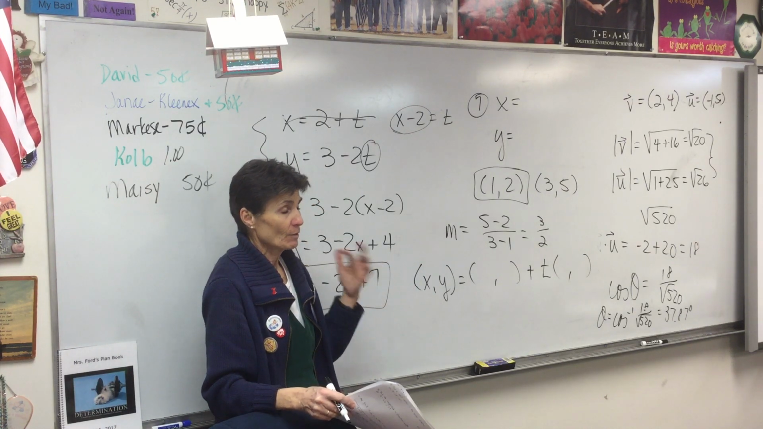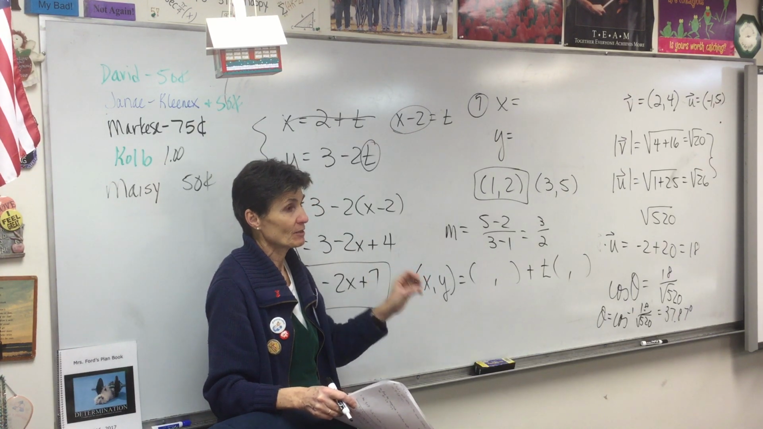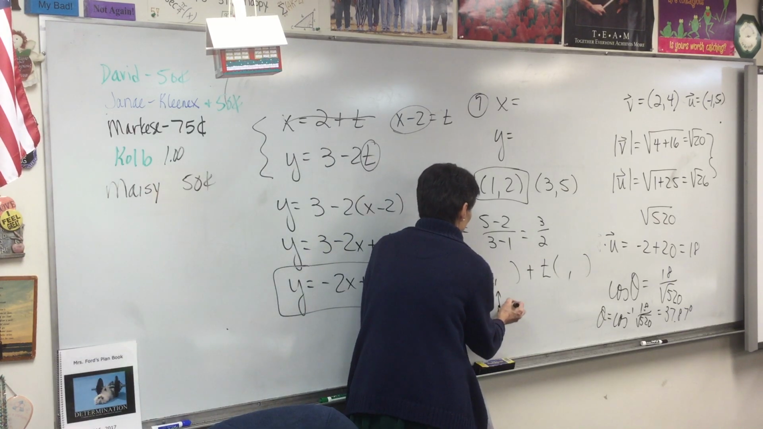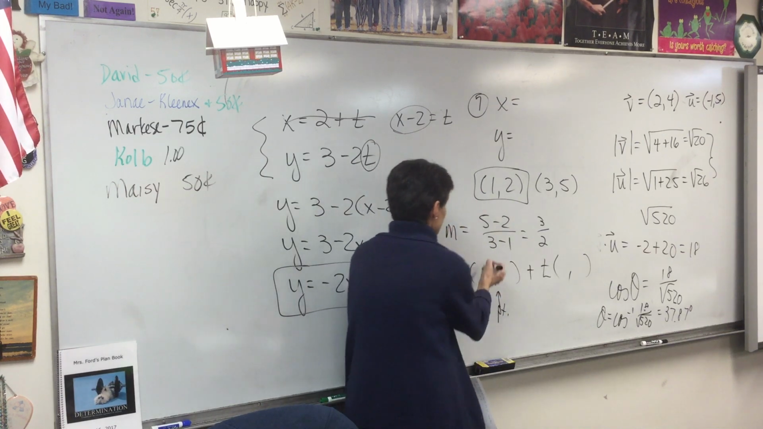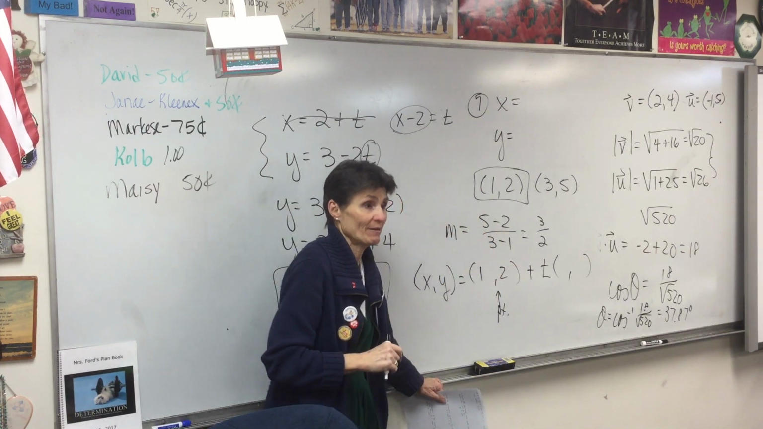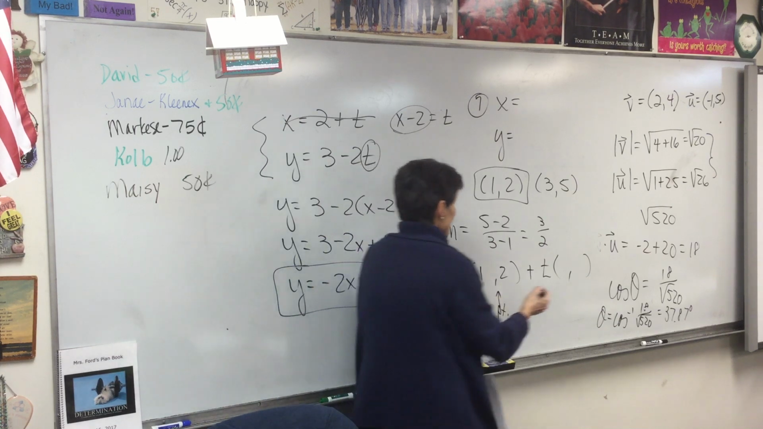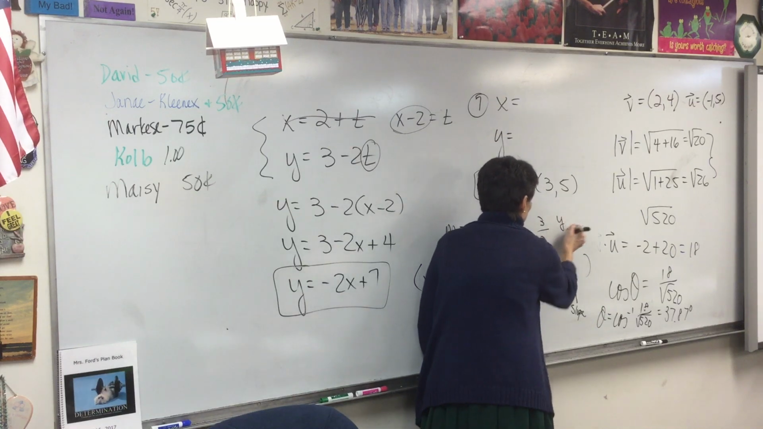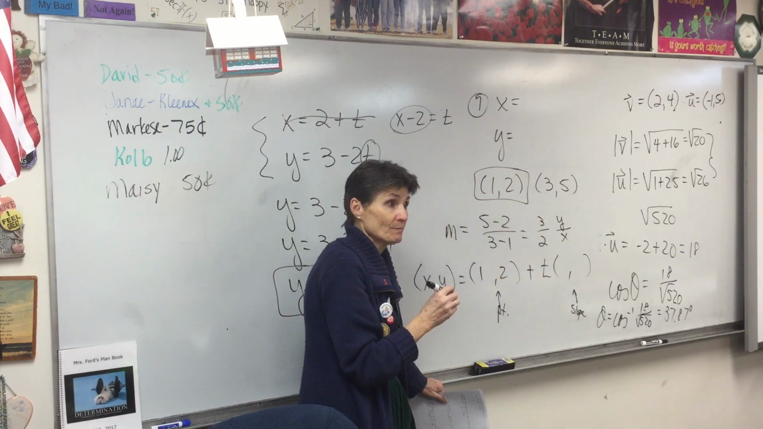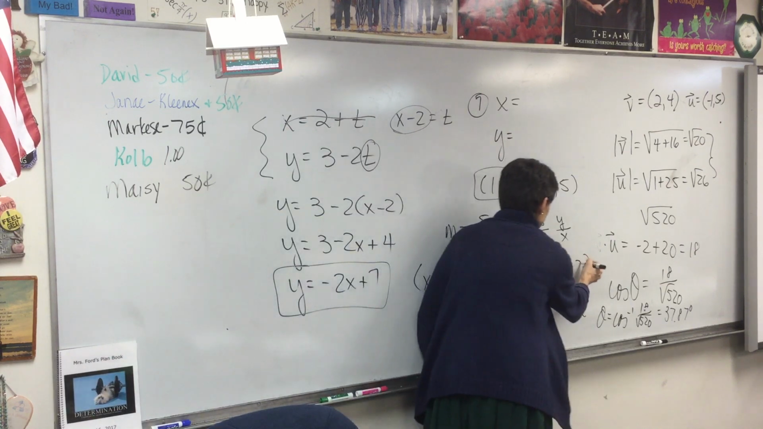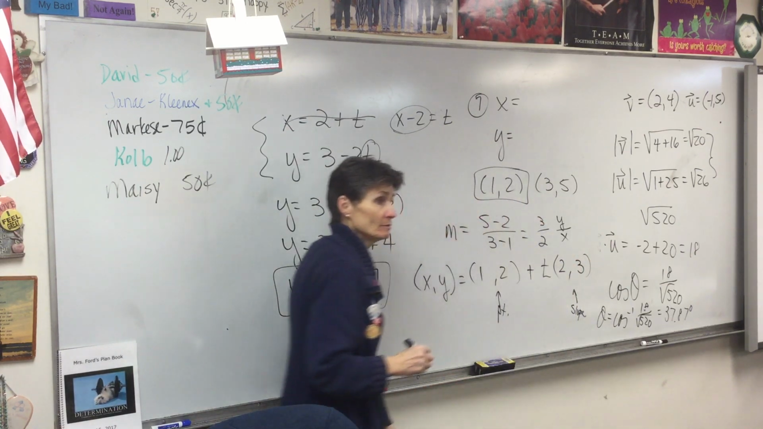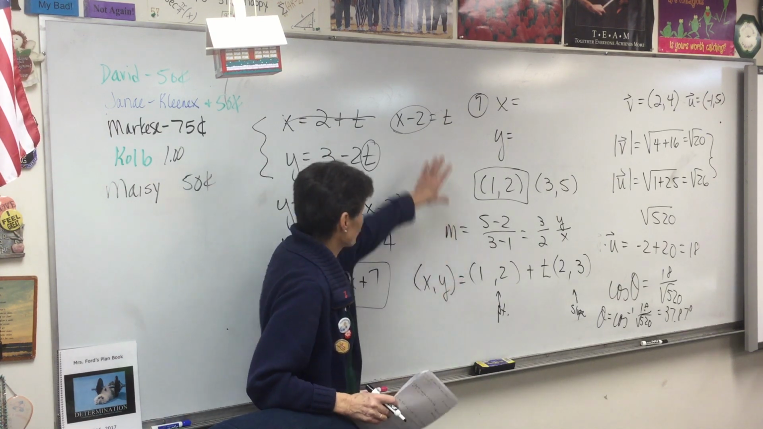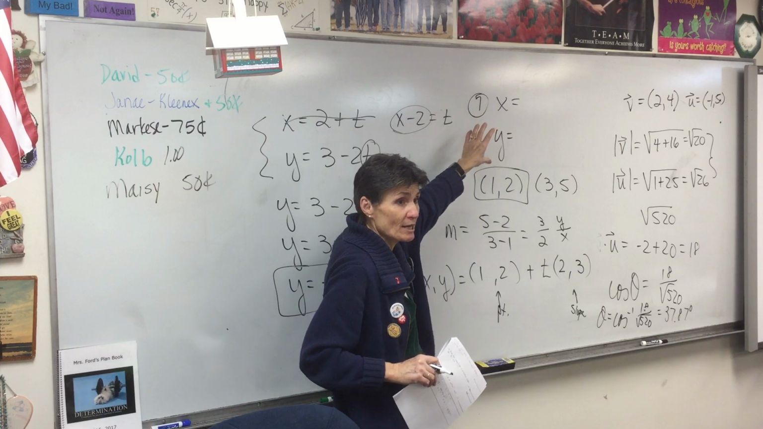Okay, so now we got to remember, we're going to plug some stuff into those parentheses. We got to remember what goes where. Here goes the point you picked. So in our case, it was 1, 2. It could also have been 3, 5. What goes in this parenthesis? 2, 3. The slope, and we remember that slope is y over x. So the y is 3 and the x is 2.